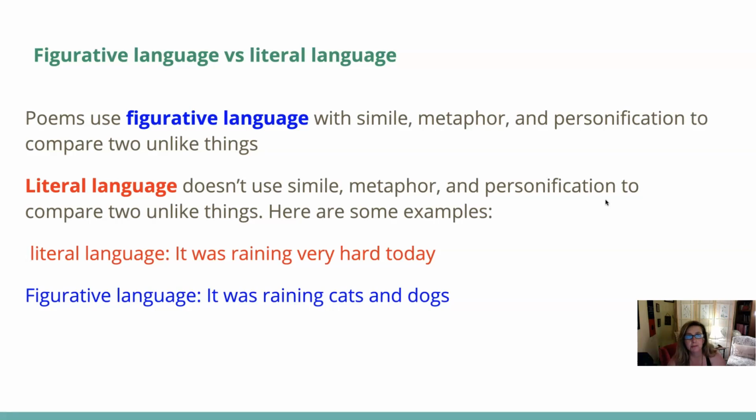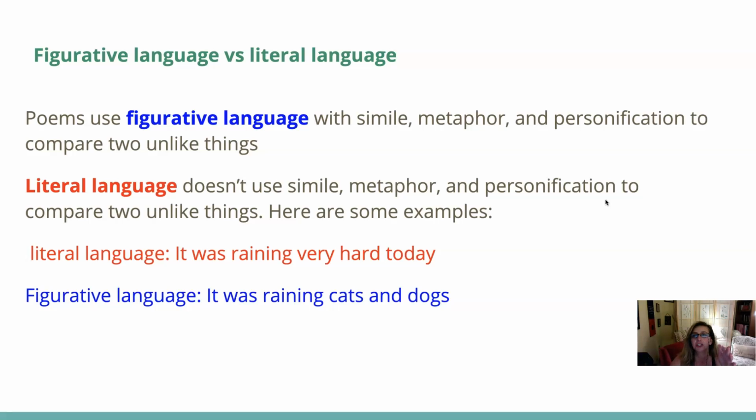Poetry, figurative language versus literal language. So poetry language is very figurative. Poems use figurative language with simile, metaphor, personification to compare two unlike things. We're going to look at that in a few minutes in the slides. Literal language, on the other hand, doesn't use simile, metaphor, and personification to compare two unlike things. So here's some examples. In literal language, you would say, "It was raining very hard today." Totally literal, we know what you mean. Figurative language says, "It was raining cats and dogs."